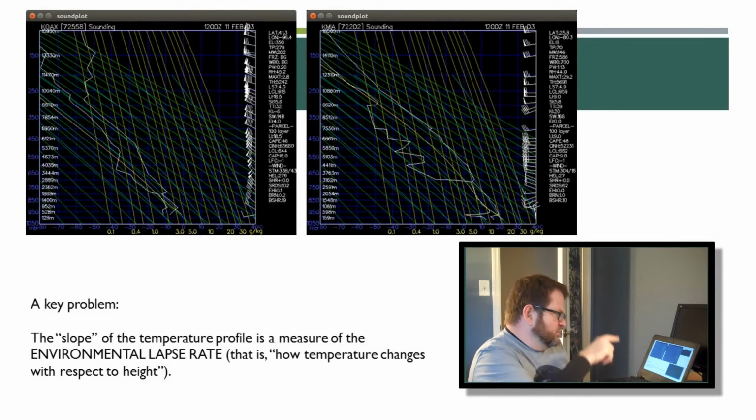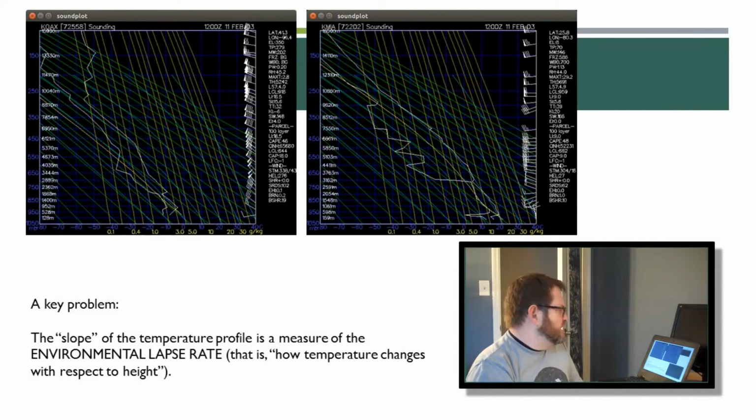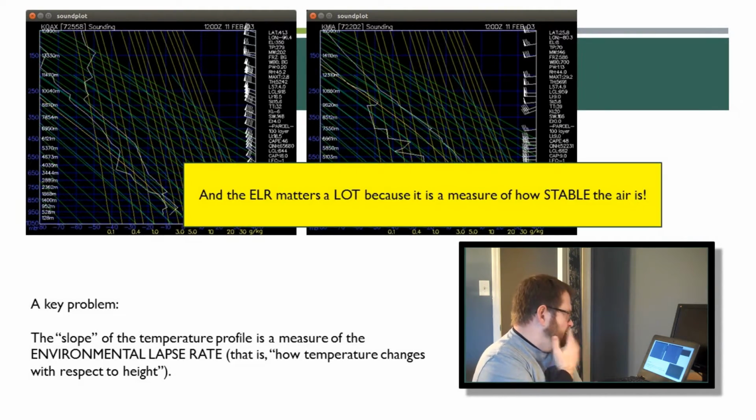That curve that we draw that shows the temperatures we saw with respect to height for the radiosonde, the slope of that curve is a measure of the environmental lapse rate. That is how temperature is changing with respect to height. The slope of that line has units of change in temperature over change in height, so degrees Celsius per kilometer. That is an enormously important property of the atmosphere. The environmental lapse rate is one of the most important things to know about what's going on in the atmosphere at any given time, because that's basically another way of saying how stable the atmosphere is.